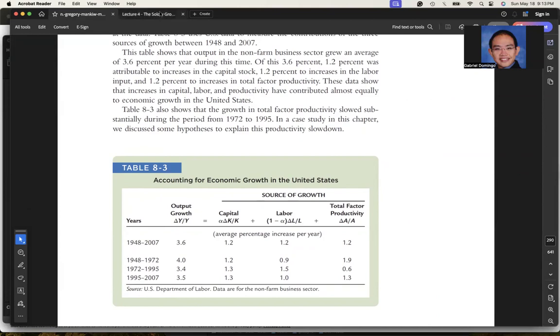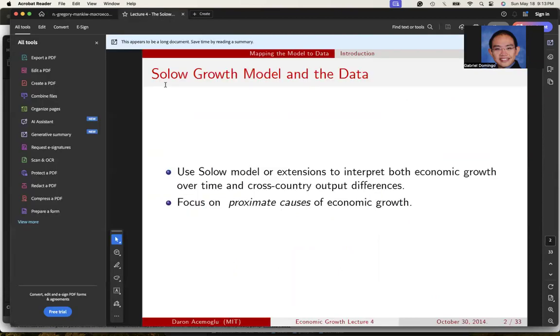Okay, so before I return to chapter 8, I want to briefly talk a little bit about some of the empirical work, because I think it's super interesting and super crucial to get that bigger picture about how well the Solow growth model can be used to interpret the data on economic growth in the real world.